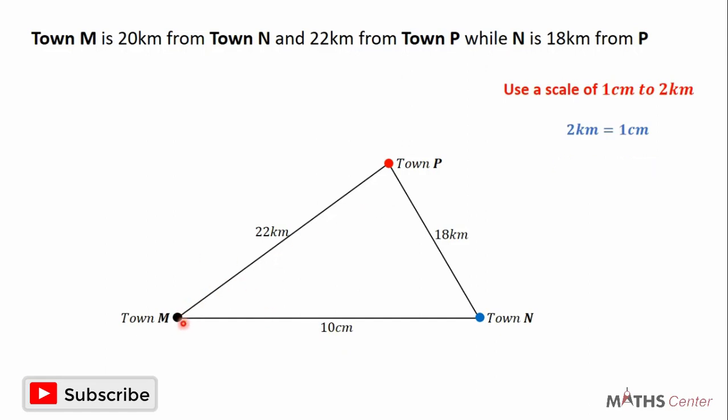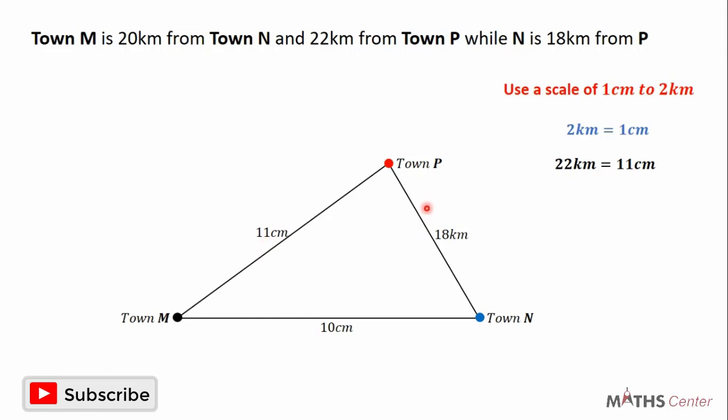Let's look at the distance between town M and town P. The distance between town M and town P is 22 kilometers. We know that the scale is 2 kilometers is equal to 1 centimeter. If 2 kilometers is equal to 1 centimeter, then 22 kilometers will be equal to 11 centimeters. So the distance between town M and town P, which is 22 kilometers, will be 11 centimeters.